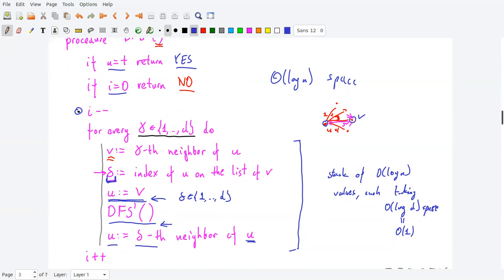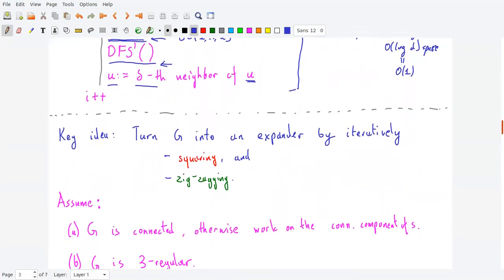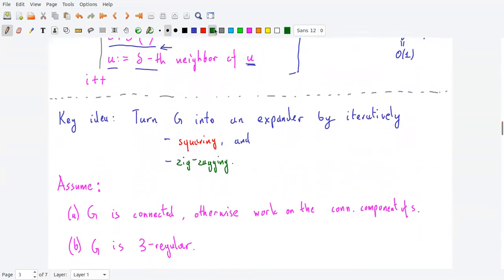Good. So now we are going to use the second intuition to get a deterministic algorithm. The key idea is that if we start with any graph, we will turn the graph into an expander. And then once it is turned into an expander, while preserving connectivity, we'll be able to apply the algorithm that we just saw before. And we already understand the toolbox for turning a graph into an expander, because during the last lecture, we constructed an expander using these tools. Namely, the tools were squaring and zigzagging.